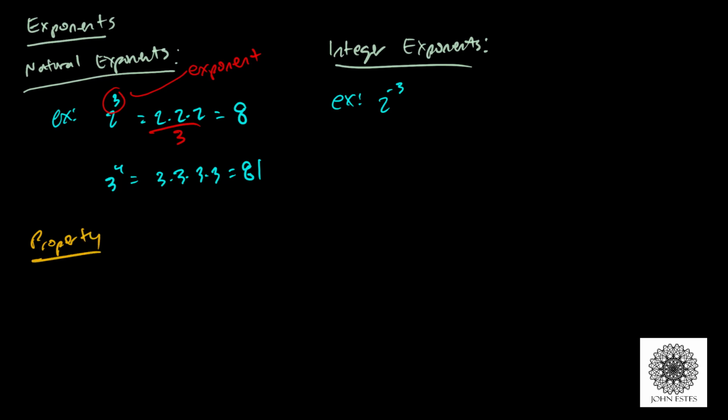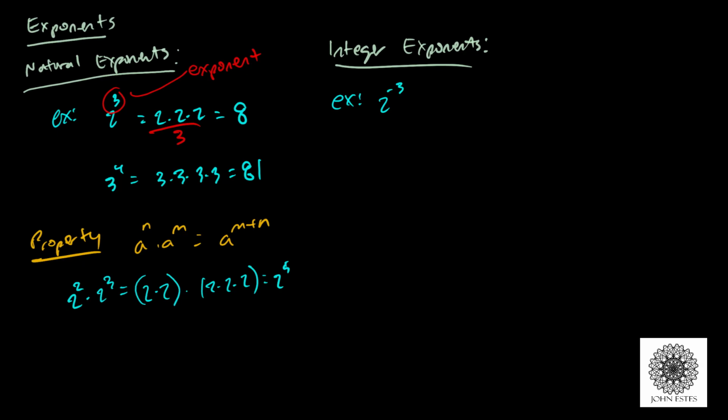If I have a to the n power times a to the m power, I can add those two exponents together. And you can visualize this easily with natural exponents. If I have 2 squared times 2 cubed, notice that means 2 times 2, from the 2 squared, times 2 times 2 times 2 for 2 cubed. And now look what I have. I have 2 to the fifth. See, I added their exponents together.